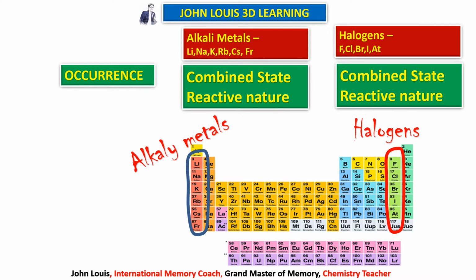Then halogens also occur only in the combined state. Why? They are also reactive in nature. Why? They all have 7 electrons in the outermost orbit. Therefore they have a high tendency to accept one more electron to become stable. That is why they are also highly reactive in nature. That is why they occur in combined state. Let's move on to the next property.